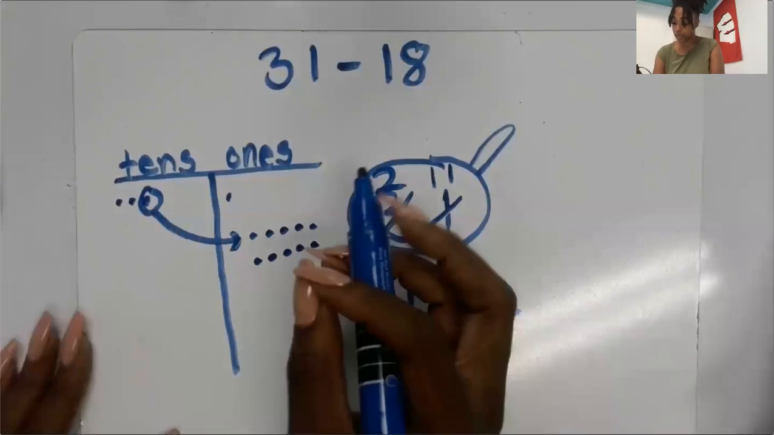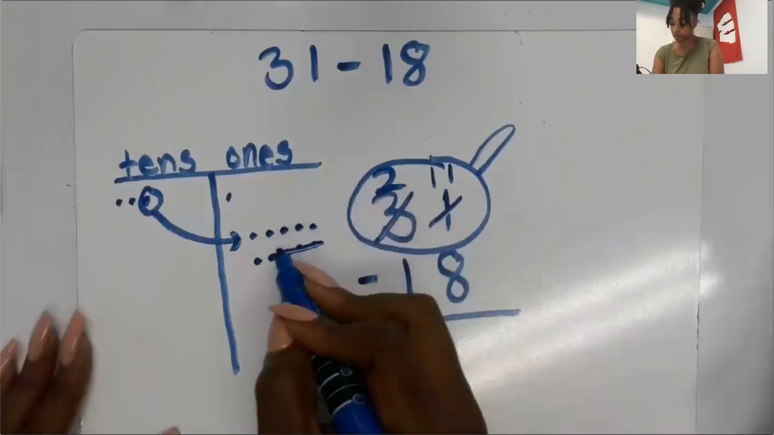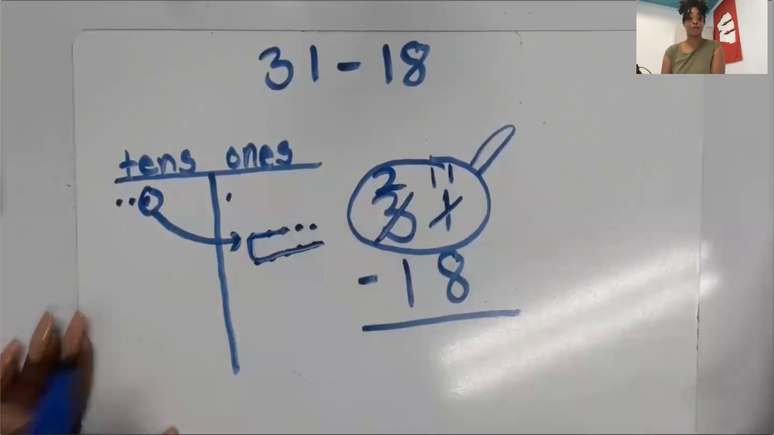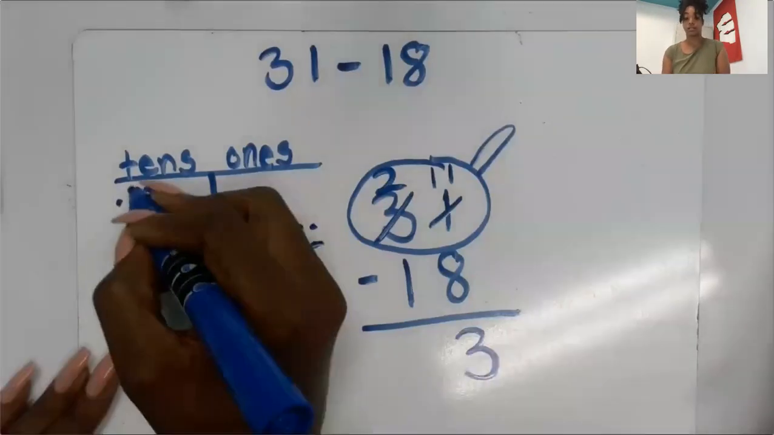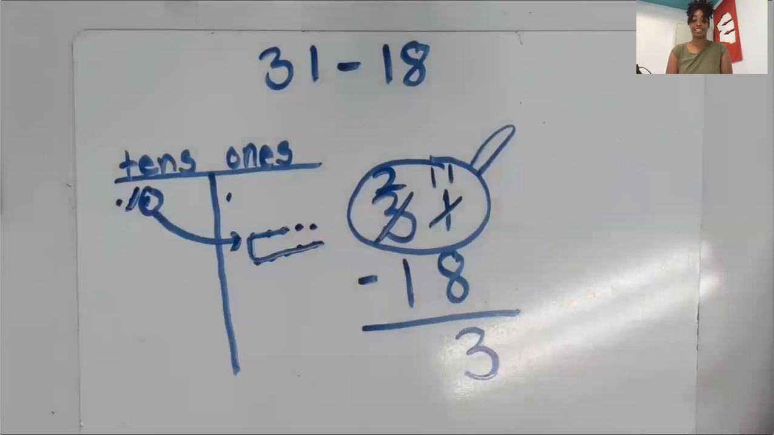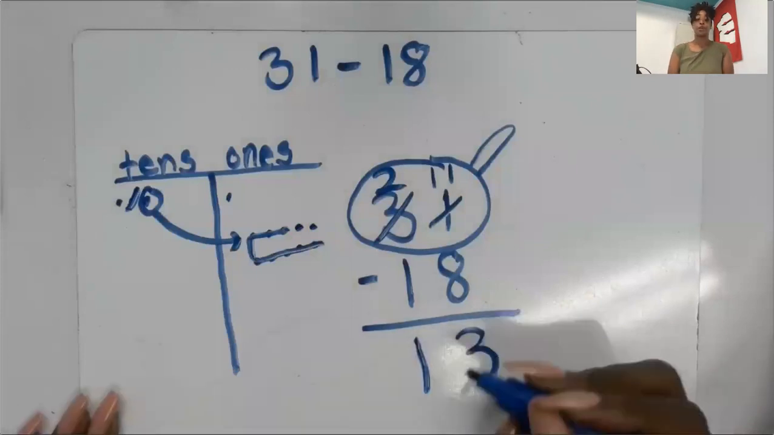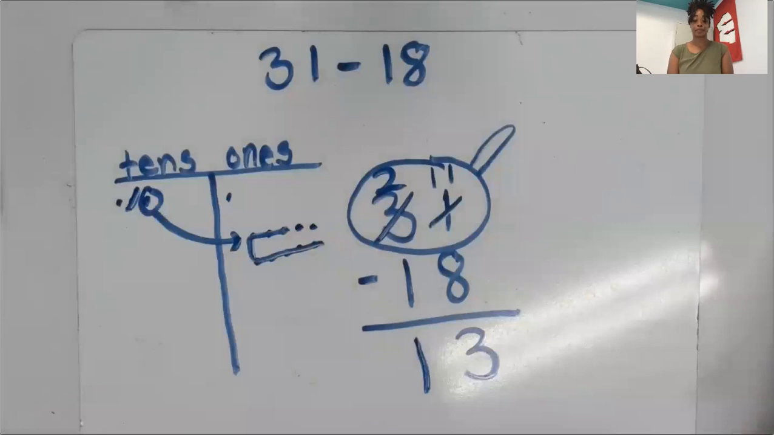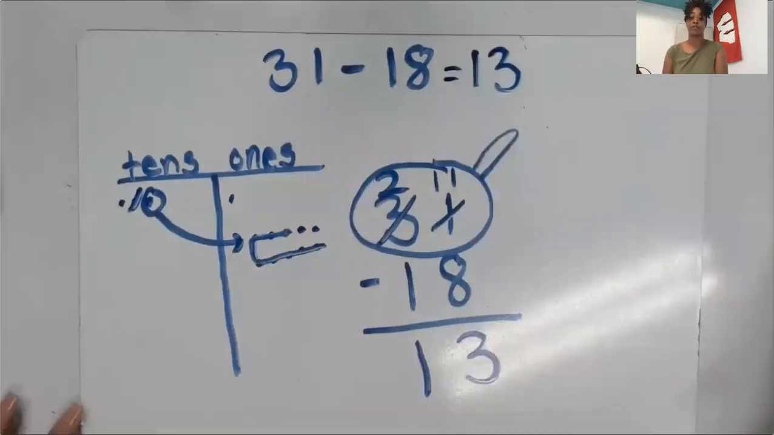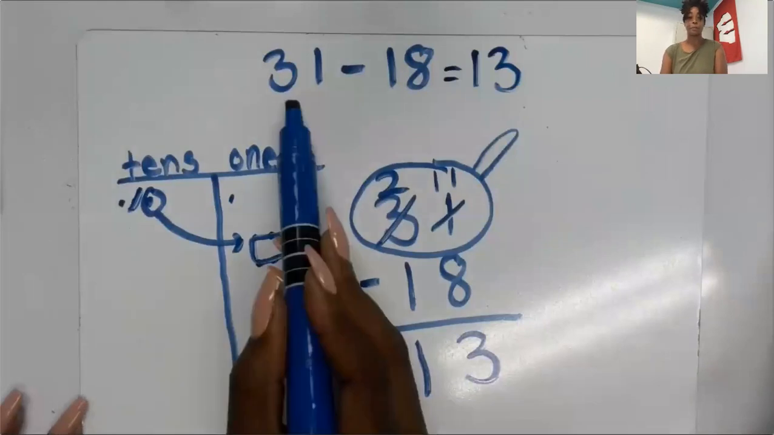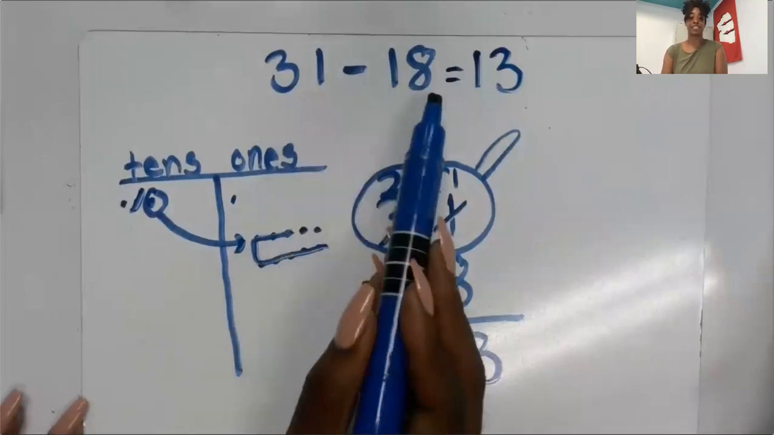11 ones minus 8 ones equals 3 ones. Let's record that into the ones place. 2 tens minus 1 ten equals 1 ten. Let's record that in our tens place. What's our answer? Our answer is 13. Let's say our complete number sentence together, starting with the whole value. 31 minus 18 equals 13.